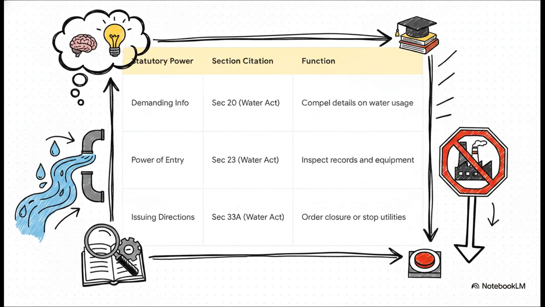To really get how the State Pollution Control Board operates, you have to memorize their statutory powers. Section 20 of the Water Act lets them demand information on water usage. Section 23 grants them the power of entry to physically inspect records. And crucially, Section 33A, along with its equivalent, Section 31A in the Air Act, gives them the massive power to issue binding directions. And yes, that absolutely includes the power to force an industry to completely shut down.